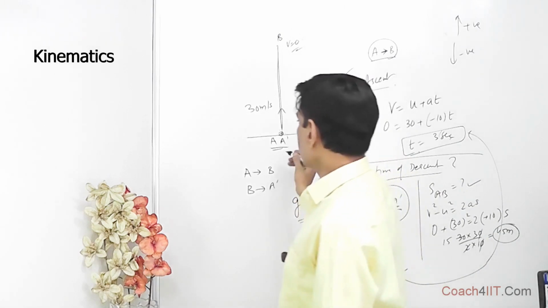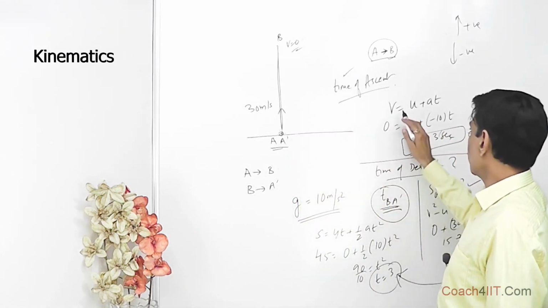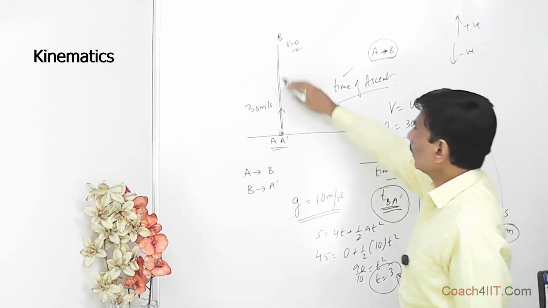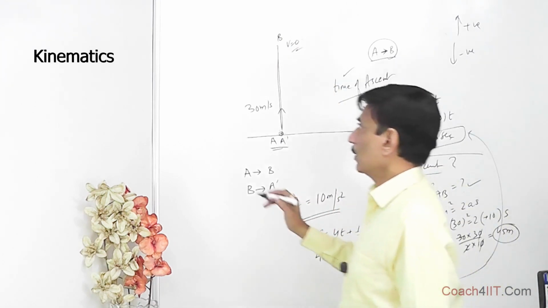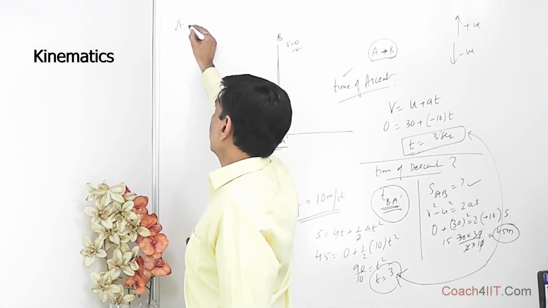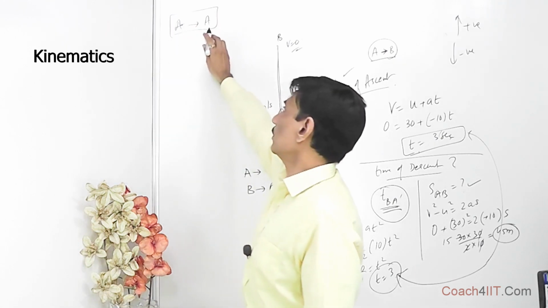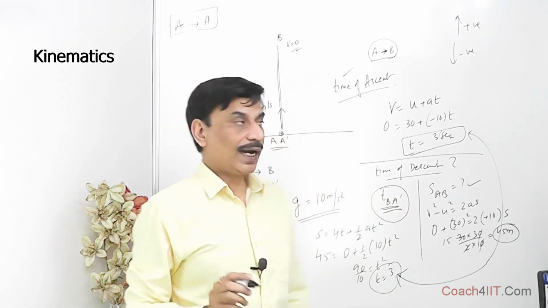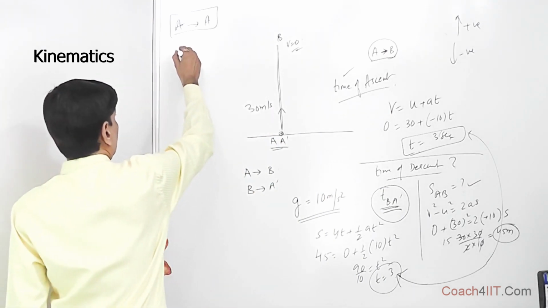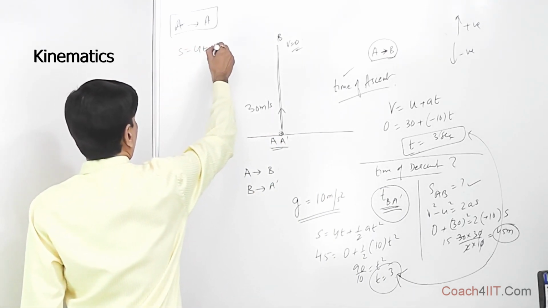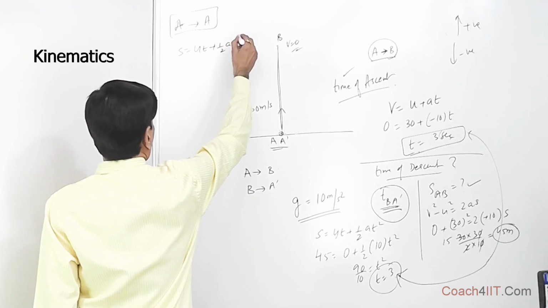Instead of going first from A to B and then from B to A dash, let's directly go from A to A dash. We consider this: this is our initial point of observation, and this is the final point of observation. And over here, we apply the equation S is equal to UT plus half AT square.